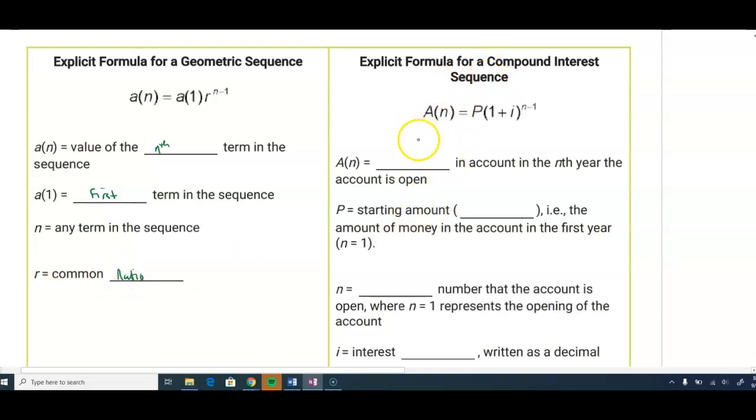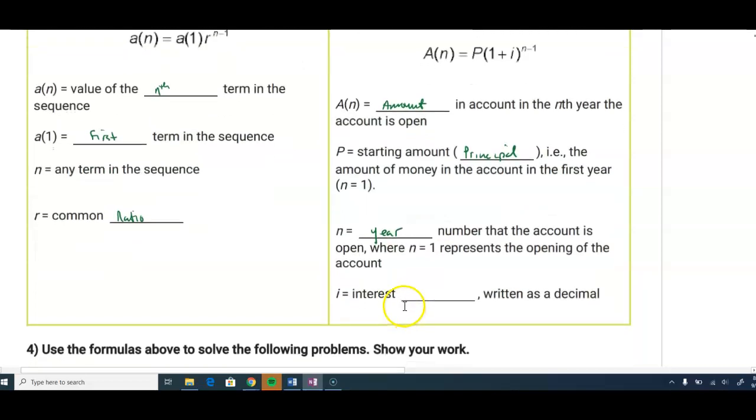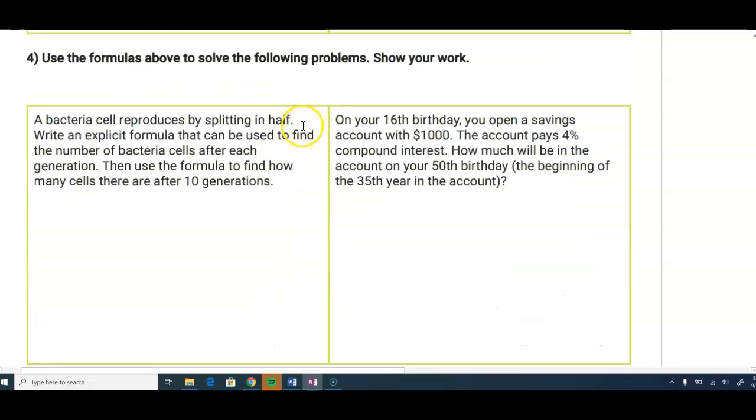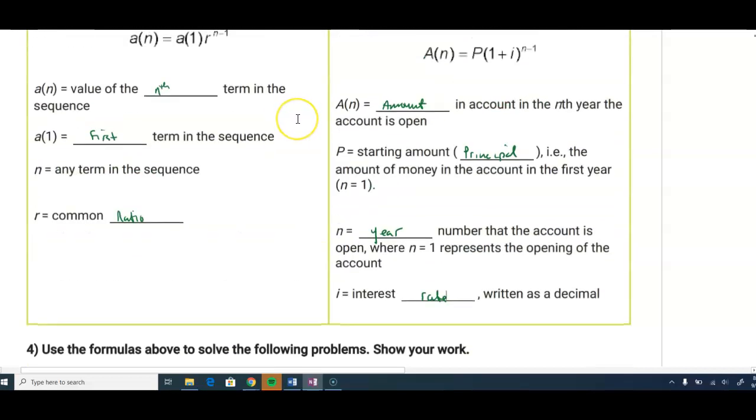But now our compound interest formula is a little bit different here, okay? Our compound interest formula, A sub n, is the amount in the account in the nth year. P is your starting amount, or again, your principal. N represents the year, and I represents your interest rate, but you remember, you have to convert it to a decimal. Oh, sorry, let me hold that up there for a little bit more. Pause it and write it down.